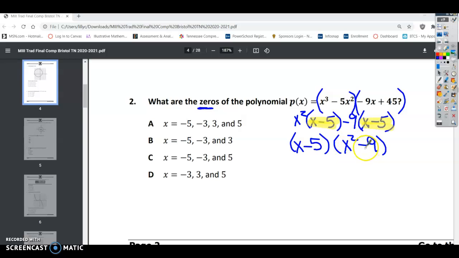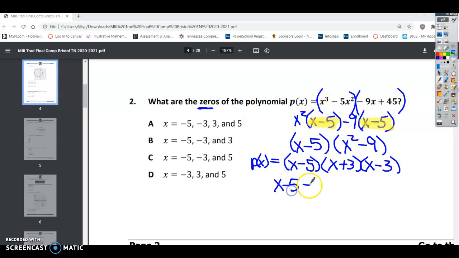So x squared minus 9 is a difference of squares, so you have to go a little bit further. We're going to factor x squared minus 9 as a difference of squares: x plus 3 times x minus 3. If you don't remember that, go back and review the formula for a difference of squares. Once we do that, this is our p of x. Now we're going to set each one of these equal to 0 and solve.